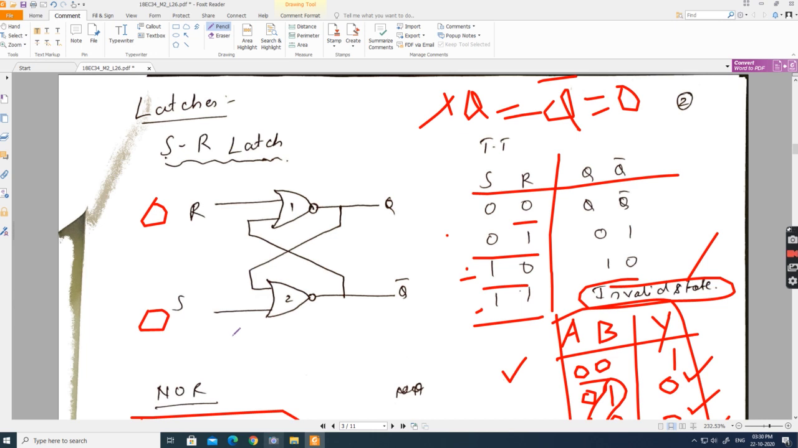Can I predict the output? No, sir. Why can I not predict the output?